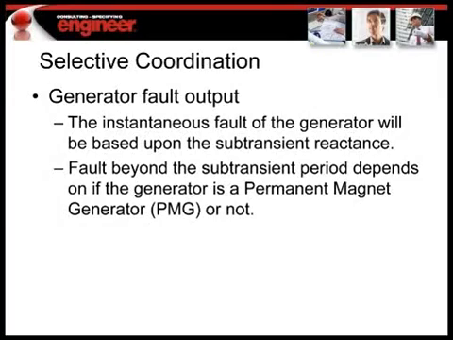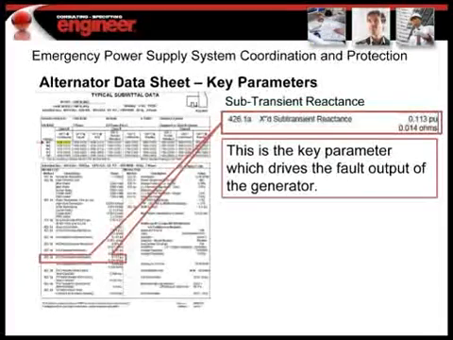Okay, so the generator fault output is totally based on the subtransient reactance. And then the fault current beyond that subtransient period is typically based upon whether or not you have a permanent magnet exciter on your generator or not. And what a permanent magnet will do, we'll get back to the permanent magnet in a second. Okay, so let's go into the subtransient reactance.